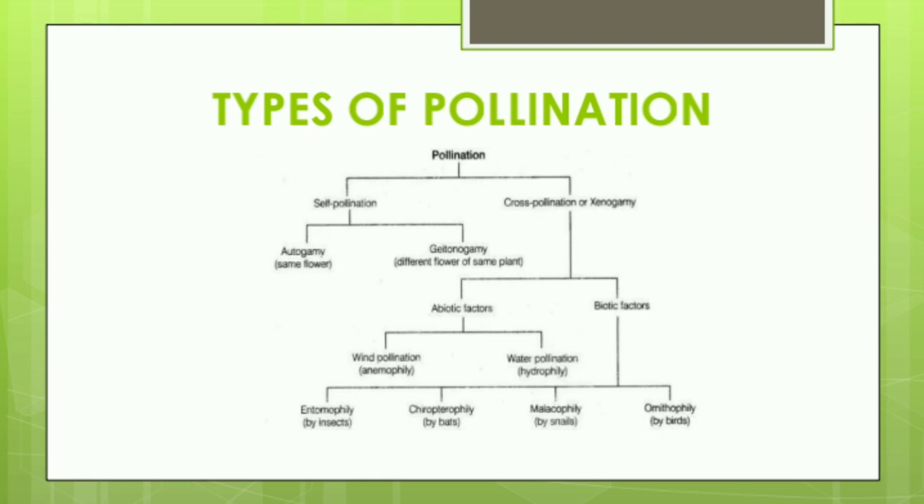When we talk about the abiotic factors, the most important is wind pollination or anemophily, where wind acts as the external agency. Now, what will happen in case of wind pollination? Wind pollination requires pollen grains to be light and non-sticky so that they can be transported in wind currents, right? And moreover, the flower should bear large feathery stigma so that they can easily trap the airborne pollen grains, okay?